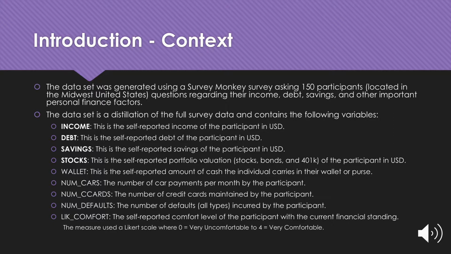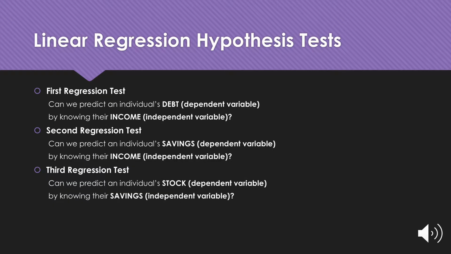The three regression tests we're going to cover in this presentation. The first regression test is, can we predict an individual's debt, which will be our dependent variable, by knowing their income, which will be our independent variable?